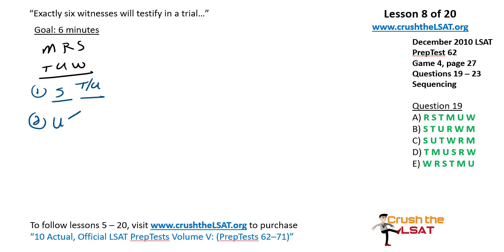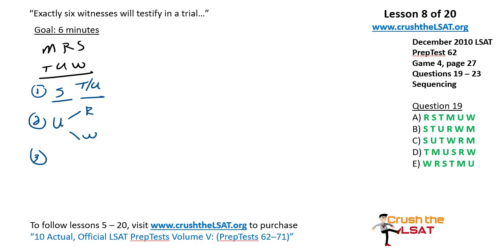How about rule 2? U comes before R and W. We don't know the order of R and W. We just know that U has to come before them both. And as always, we'll combine the rules once we've written all of them down. But you can see real quick, U in rule 1, if you had an SU, it would have to be SU followed later by R and W.